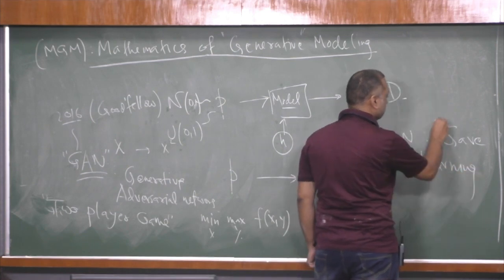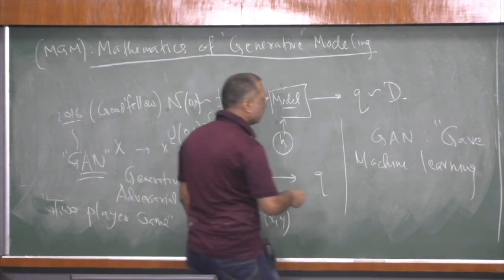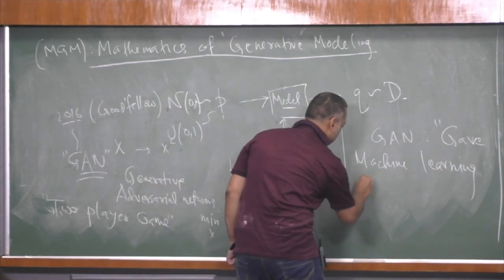Okay, these are not my quotes. These are quotes by some other guys. Like, so GANs gave machine learning imagination.